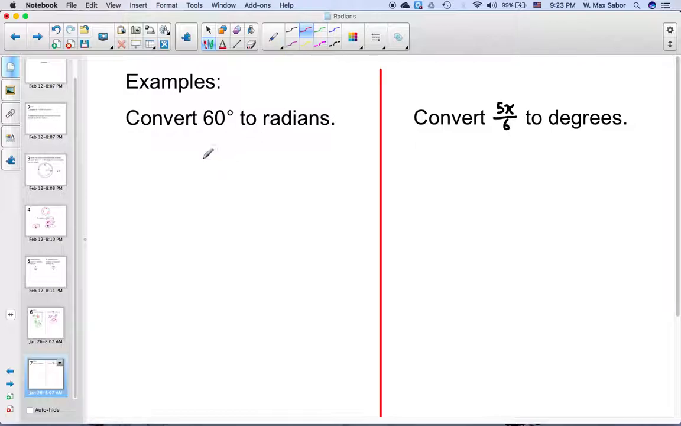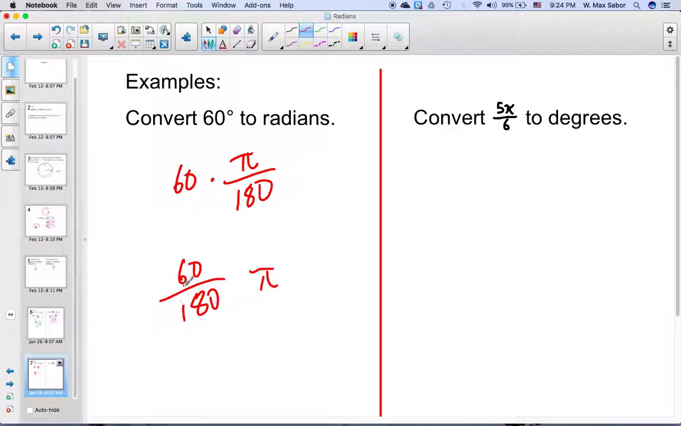Here, 60 degrees to radians, 60 degrees times pi over 180. Now we do 60 over 180, and 60 over 180 is 1/3, and leave the pi alone.